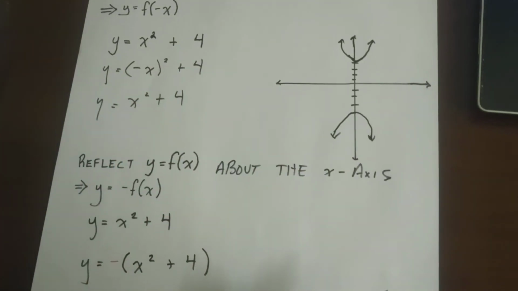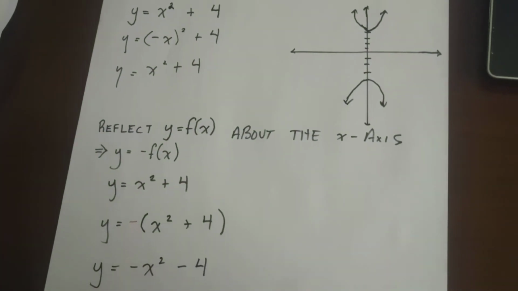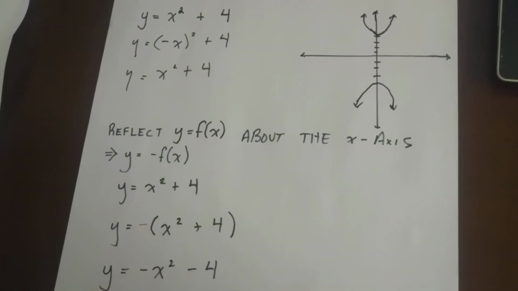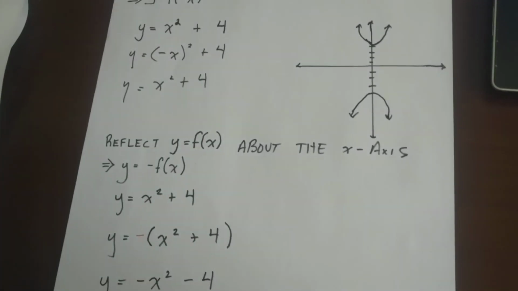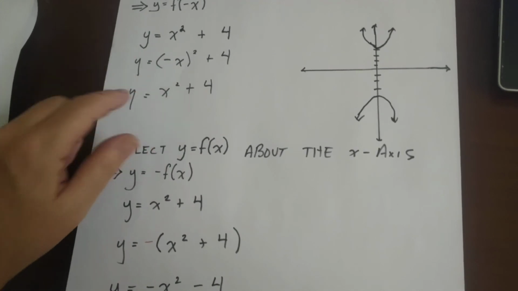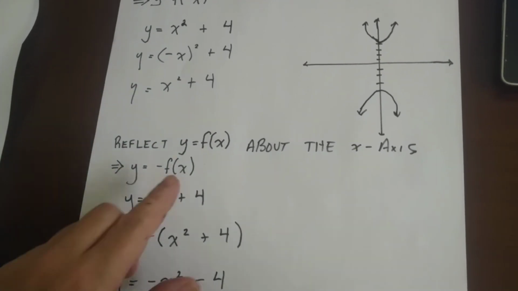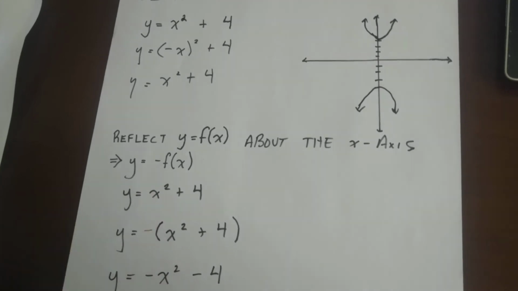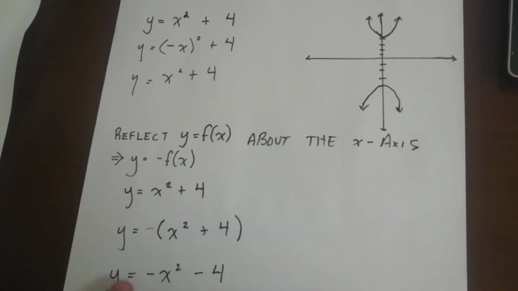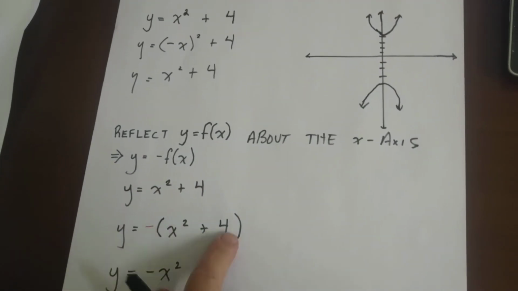And really what I want you to take home, the point that I've been trying to make is, if you're going to reflect about the y-axis, you're going to change the sign of the x value. And if you're going to reflect across the x-axis, change the y. And if it's an equation, then just distribute the negative across the entire equation.